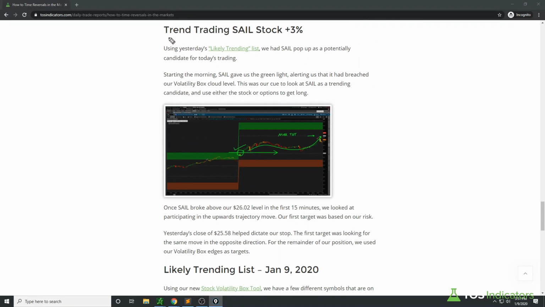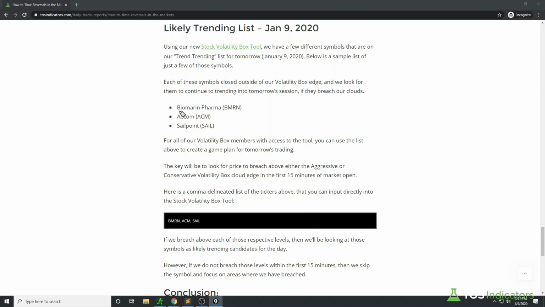Another thing that we'll cover in today's report is that trend trading list. In yesterday's list, the stock sale made our candidates list for whatever may be likely trending. And today we see that the stock had a really nice move higher, almost 3% from our entry, a little bit more actually. And we'll talk about where our entry was, what that first target was, along with how far the stock actually moved. And if you're interested in these sorts of trend trades, we also have a list that we've published on our website of some potential stocks that you may be looking at.